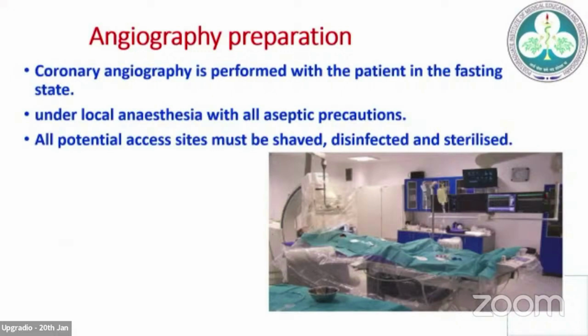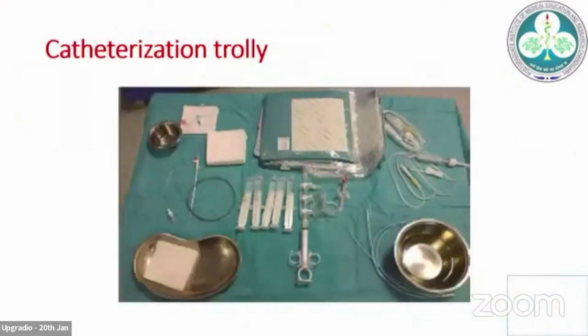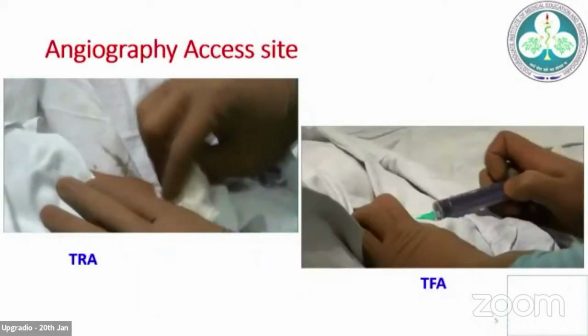Yes, angiography has to be done under local anesthesia, but one may need general anesthesia in case the situation deteriorates, and therefore the precautions for general anesthesia should be in place for each and every patient. The site of access for the angiography has to be shaved and disinfected, and a sterile atmosphere should be maintained. And this is about the catheterization trolley. You have the 3-way syringes and various essential things which are available with the long line. And this is about the transradial access.